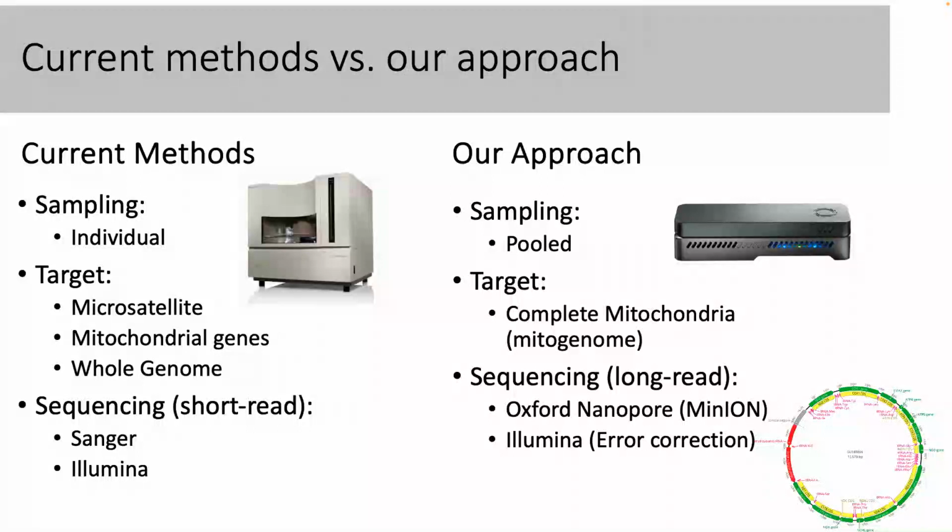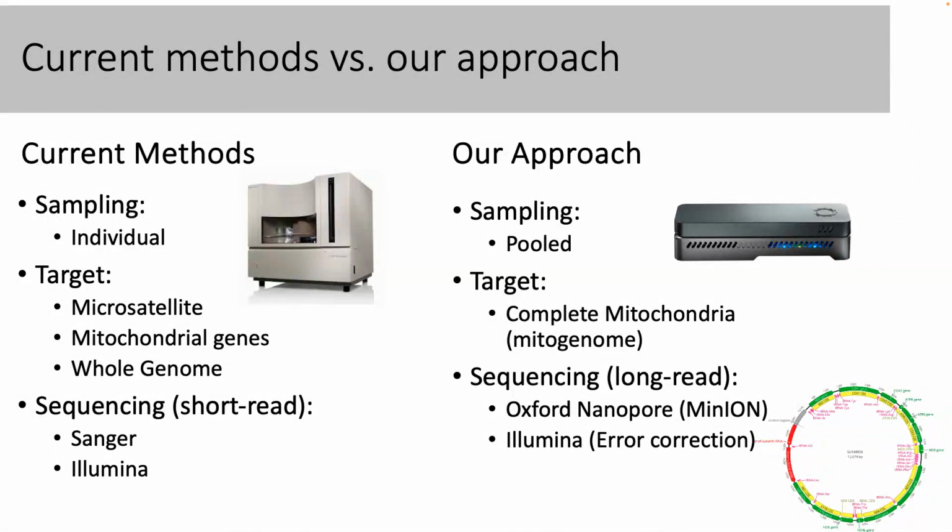And so first off, how do our methods compare to current methodology for population genomics? And so current methods have relied on single individual sampling, so looking at one individual mosquito at a time. And they typically use microsatellites, mitochondrial genes. In a handful of cases, they've done whole genome analyses. And sequencing relies on short read sequencers such as Illumina or Sanger. However, we wanted to work with our vector control partners and work right into their workflows. And so we propose to use pooled sampling. However, we can't use short read sequencers in a pooled sampling scenario. Because of reassembling, we lose our resolution and we're not able to get individual allele frequencies.